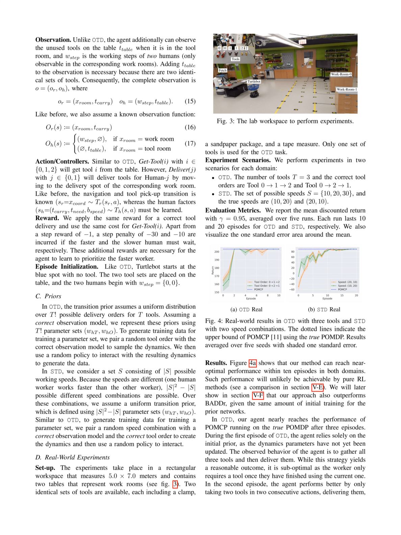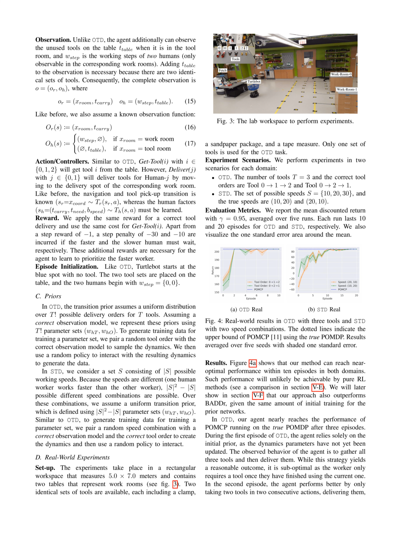OS equals W step T, if X room equals work room T table; if X room equals tool room. Action controllers. Similar to OTD, get tool I with I012 will get tool I from the table. However, deliver J with J01 will deliver tools for human J by moving to the delivery spot of the corresponding workroom. Like before, the navigation and tool pickup transition is known, whereas the human factors ST carry T need B speed.